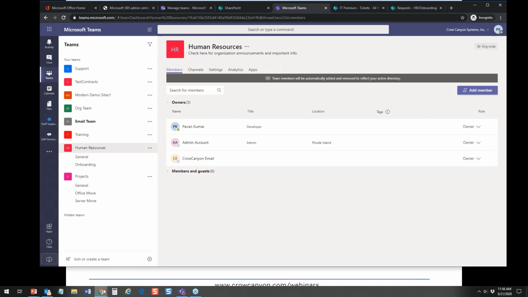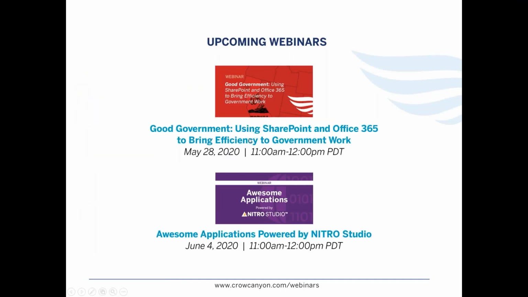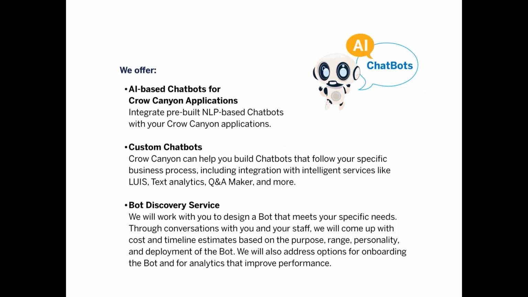Good. Well, good questions, and we'll talk about them more. Let's see if I get back to the presentation. Oh yeah, so we have one on good governance next week, and then we have one with awesome applications powered by Nitro Studio, because we're emphasizing the fact that our applications all rely on Nitro Studio, and what it has in it is quite amazing and a quite capable set of features and functions that can really help your organization automate not only the Teams integration.